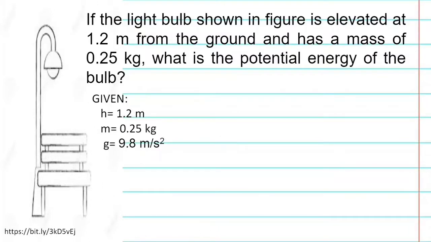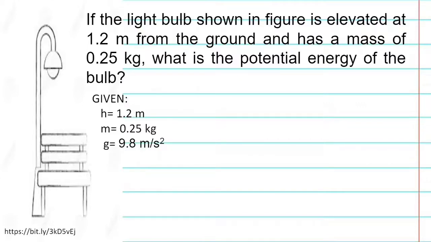the height, which is 1.2 meters from the ground, the mass, which is 0.25 kilograms, and the acceleration due to gravity, which is constant, equal to 9.8 meters per second squared. Next, let us identify what equation to be used, and that is our E. Based on the problem, we are asked to find potential energy. And again, what is the equation for potential energy?